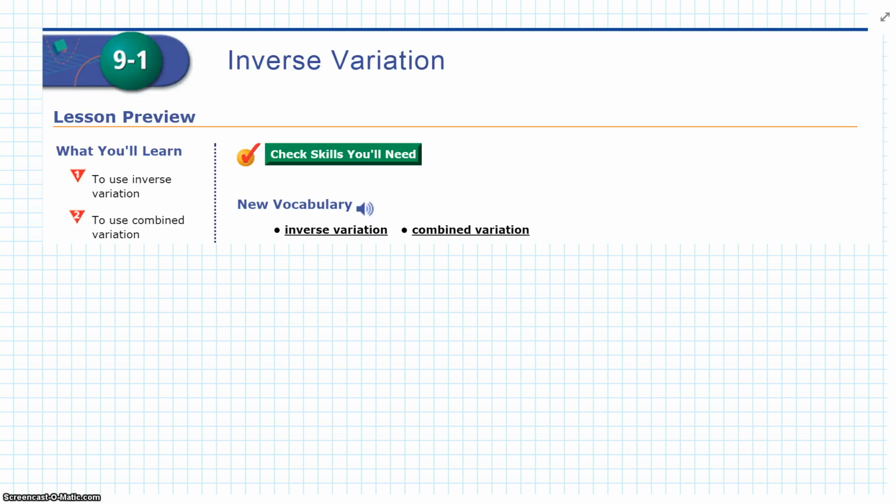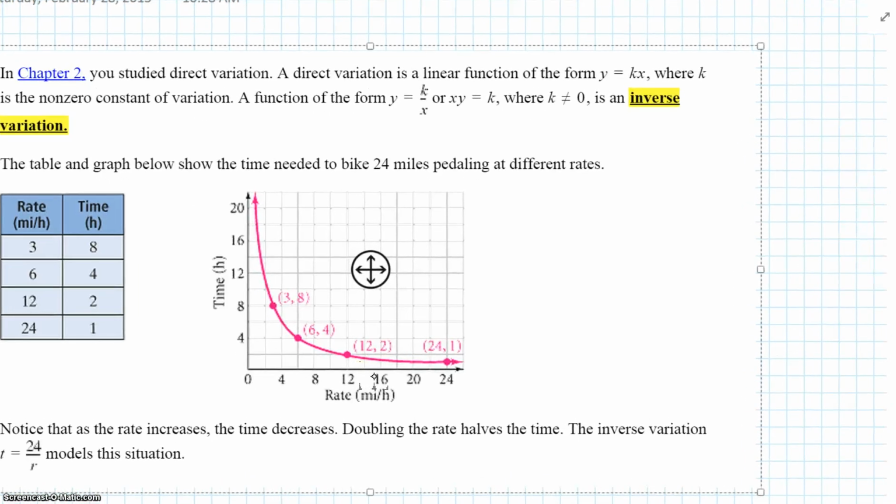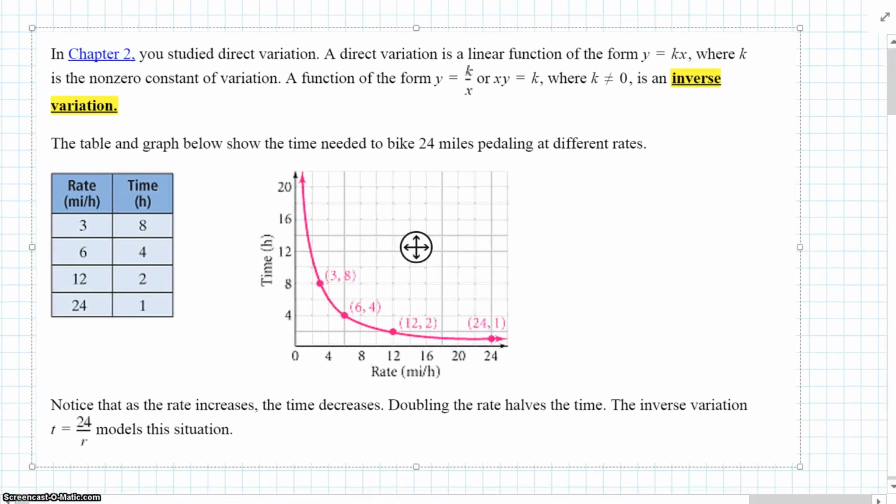Algebra 2, Chapter 9, Section 1. In this lesson, we're going to discuss inverse variations and combined variations. We're going to learn how to use them, both inverse and combined. So let's get started. In the previous chapter, we learned about the k-value, or direct variation.